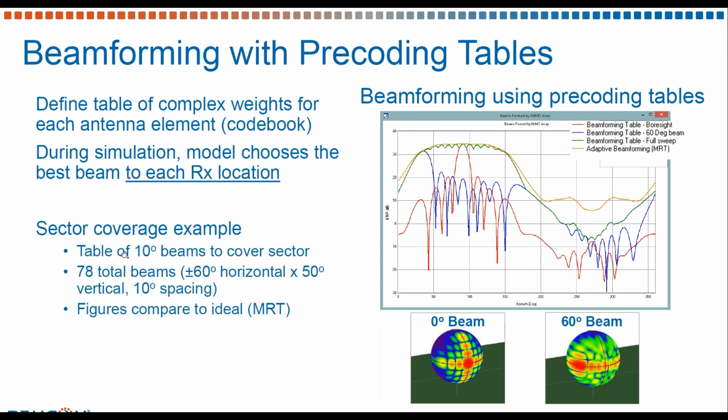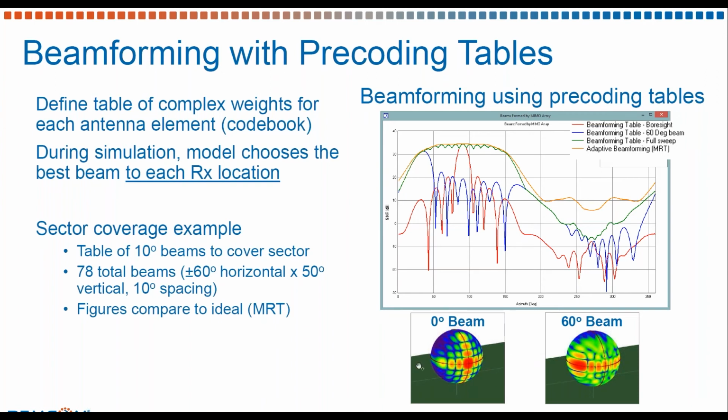In this example, we have 10-degree beams in this table. Within the table, there are a total of 78 beams that cover plus or minus 60 degrees in the horizontal field of view and 50 degrees in the vertical with 10-degree spacing. And then again, we're comparing it to the MRT here. These two images at the bottom show the different weights for different beams within these precoding tables.